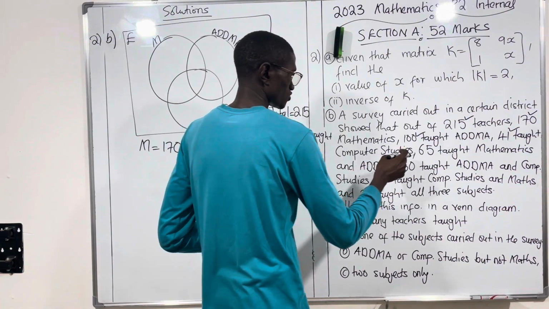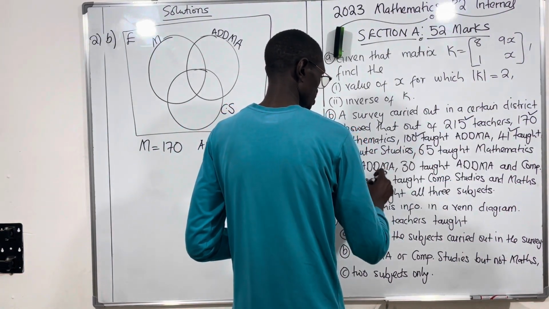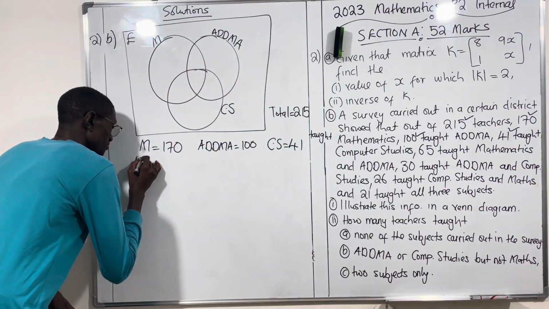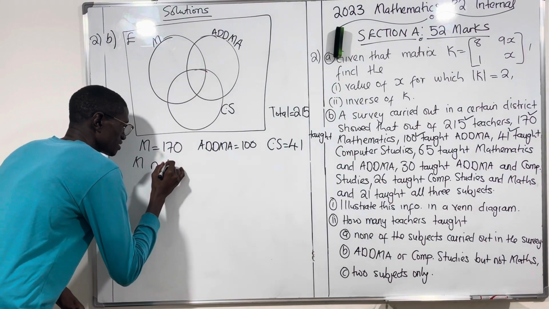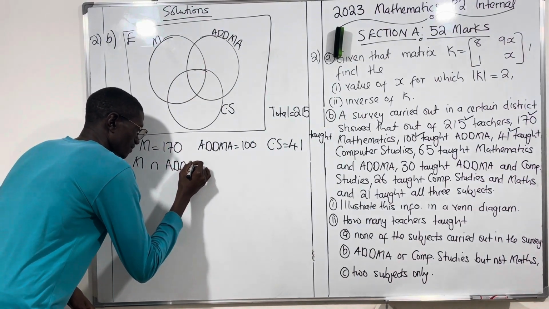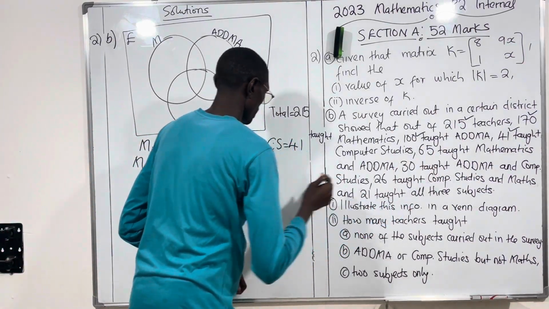Okay, and then we're told 65 taught mathematics and additional mathematics. So that simply means mathematics intersecting with ADMA should give us 65.